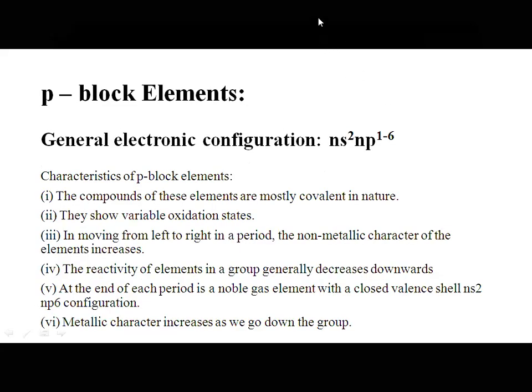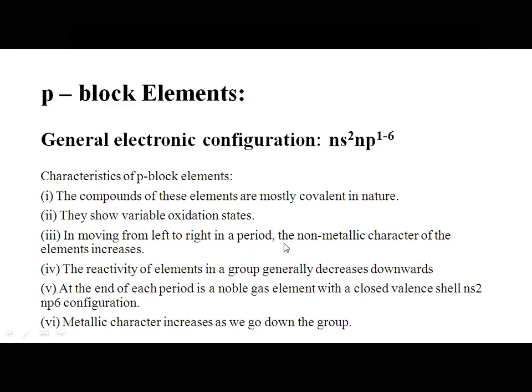If you take elements of group 13, boron, below boron is aluminium, below aluminium is gallium, indium. In the beginning, all of them show +3. But when you move down, it will show +1. So there is difference in the oxidation state. Therefore, we say they show variable oxidation state.